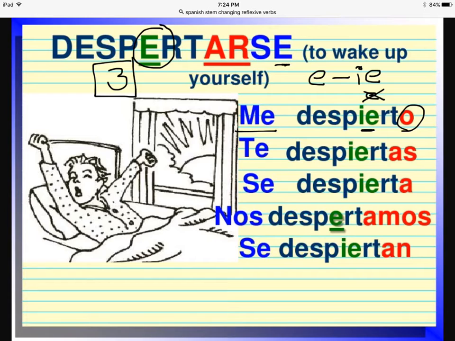So don't forget you stem change in all the forms except for the nosotros form. I'll put a big underlining. This is where you do not stem change.